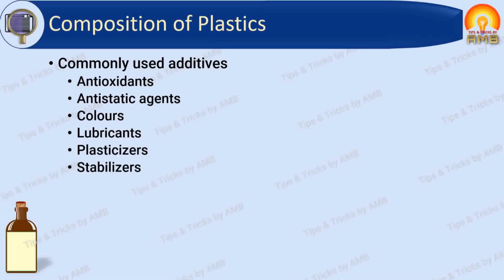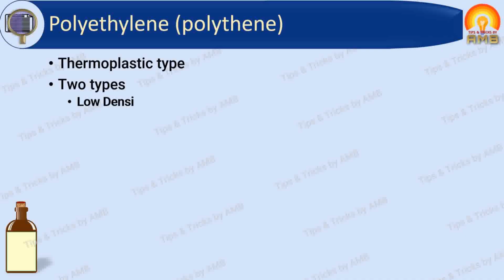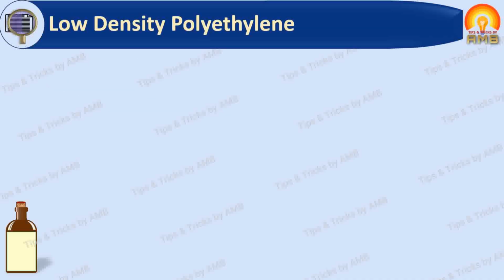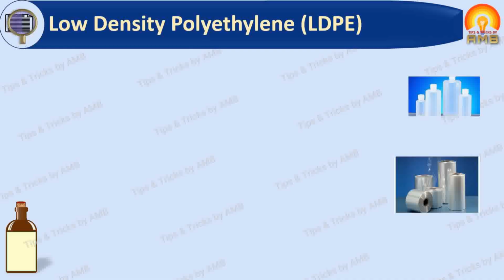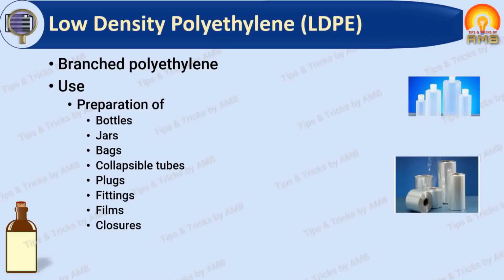Now let's discuss the characteristics of these thermoplastic plastics one by one. First is polyethylene. This is a thermoplastic type of plastic and is divided into two types as follows: low density polyethylene and high density polyethylene. Let's discuss low density polyethylene first. It is also called branched polyethylene. It is used for preparation of bottles, jars, bags, collapsible tubes, plugs, fittings, films, closures, etc.